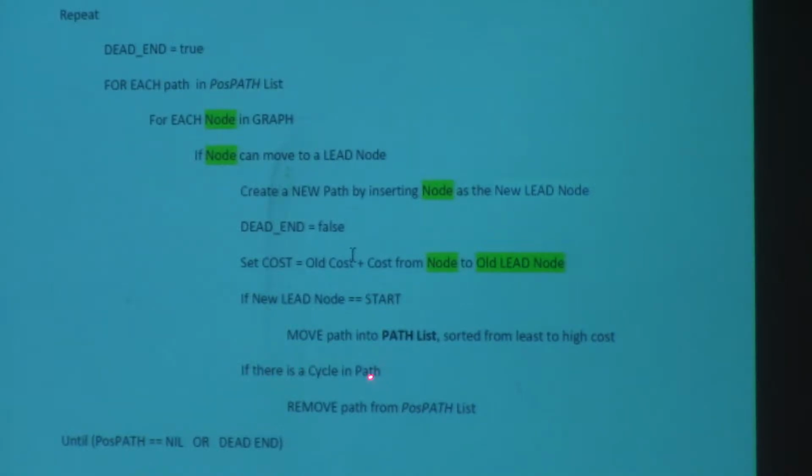If there's a cycle in the path, that means if you had a possible path, and the lead node is K, and you said D can go to K, and you added the cost from D to K to the cost from K to the destination, so far so good. If I find that D was added as a new lead node, but then I scan and I see there's a D here, there's a problem. That means there's a cycle. I will remove that from the possible path.